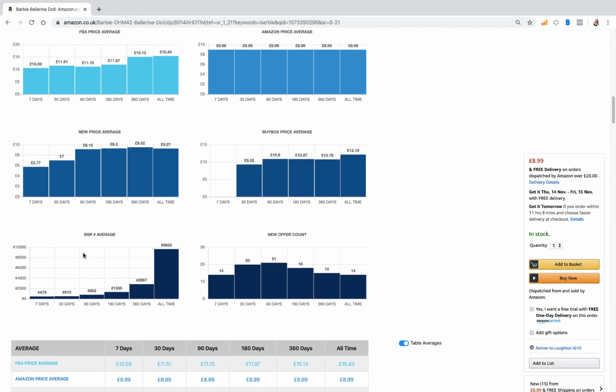And the same with the bestseller rank. So you can see that the bestseller rank is the lowest it's ever been now, probably because the price is the cheapest it's ever been. So it's selling the quickest at the moment.